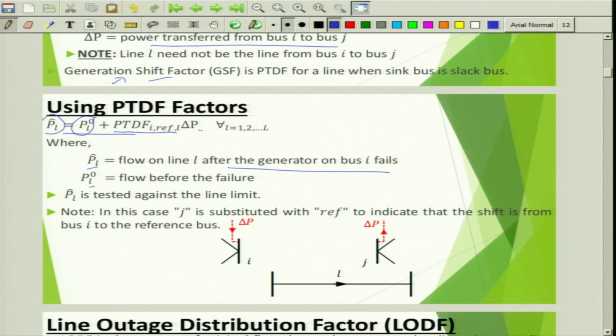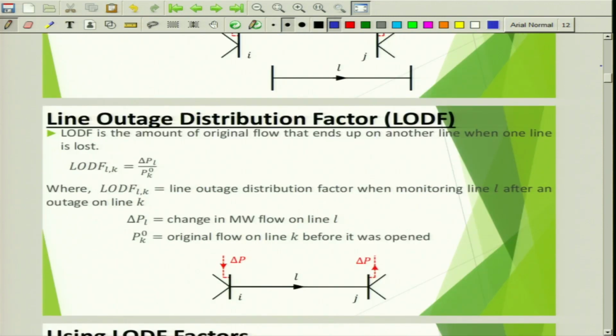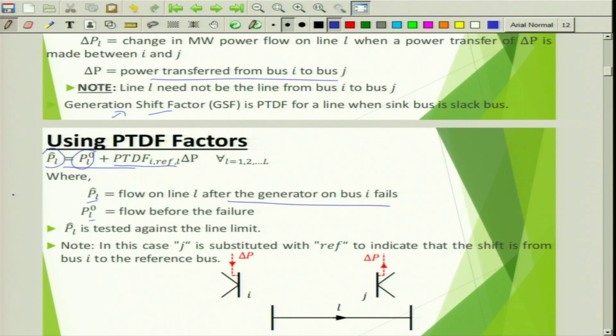That is expressed in terms of PTDF into delta P, because PTDF is nothing but, you can see from the previous expression, PTDF is nothing but delta PL by delta P. Now delta PL is nothing but PTDF into delta P, right. So what we are doing is, after the generation on bus I fails, this is PL cap, this is nothing but previous, before change, plus change, that is delta PL, this represents delta PL, that is nothing but PTDF I reference comma L into delta P.